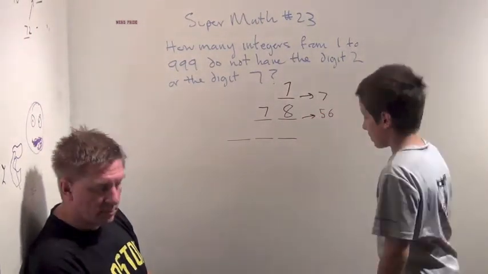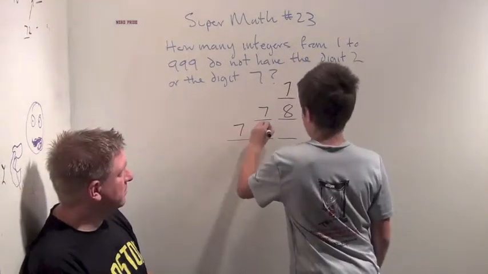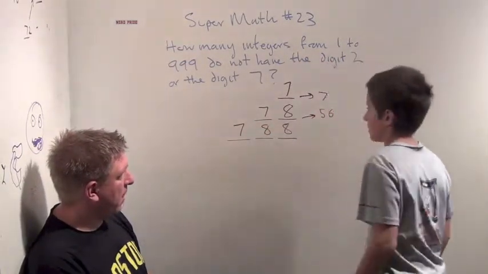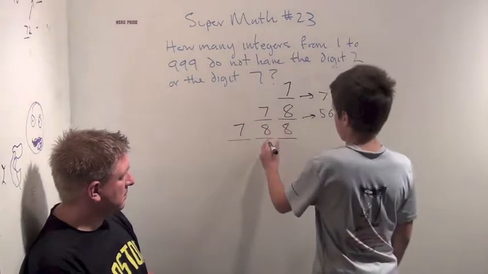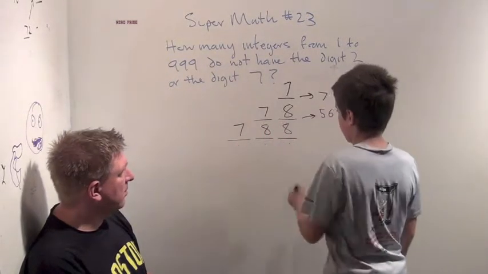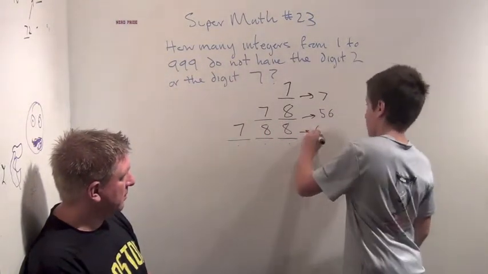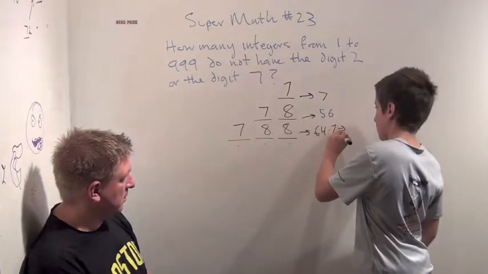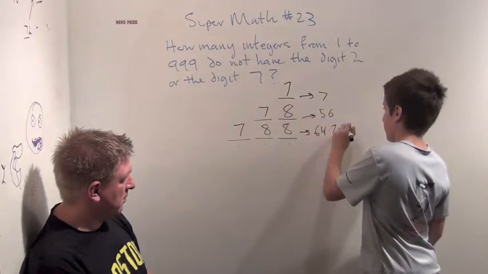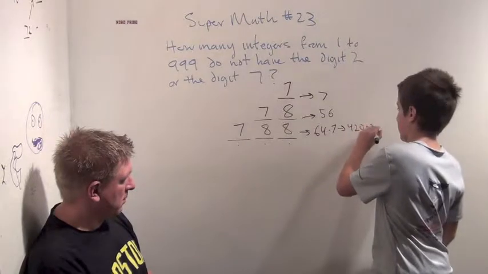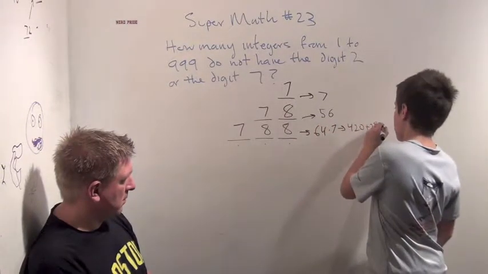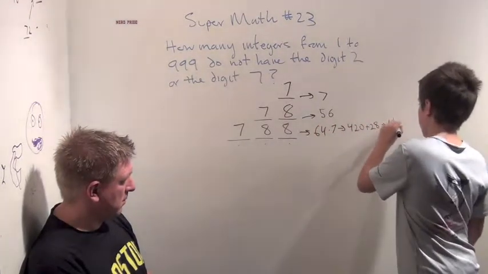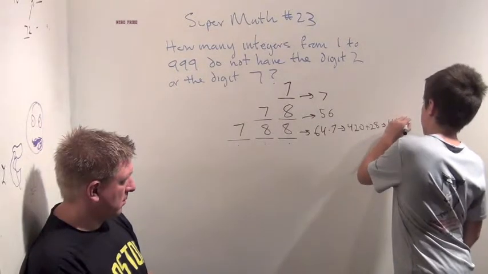Then we have 7, 8, 8. This, because you can use 0 here and here, and you can't there. This is 64 times 7, which is 420 plus 28, which is 448.